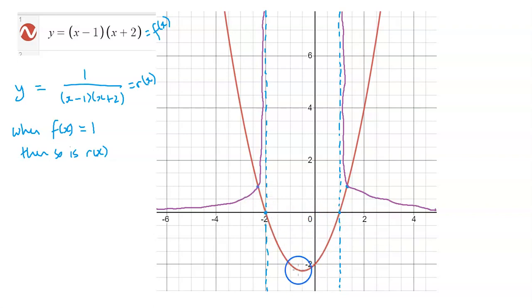Alright, now all that's left to deal with is this part in the middle of the two vertical asymptotes here. And we can see that the minimum point is this one right here. And that's when x is equal to negative 0.5. And if you want, you can put x equals negative 0.5 into this function to show that when x is equal to negative 0.5, y is equal to negative 2.25. So minimum at the point (negative 0.5, negative 2.25).